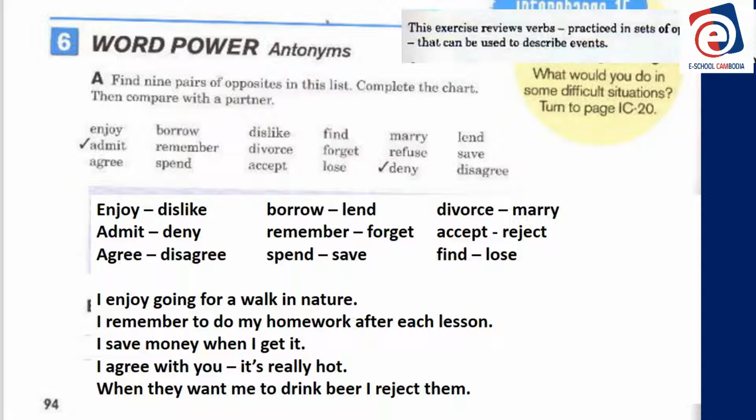You choose the words. Look at my examples. I enjoy going for a walk in nature. I remember to do my homework after each lesson. I save money when I get it. Or you might say, I spend money when I get it. I agree with you. It's really hot. When they want me to drink beer, I reject them. All right, so choose 5 words and write 5 sentences.